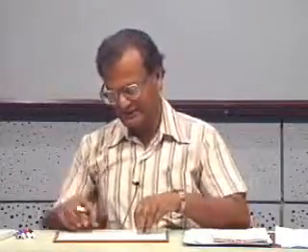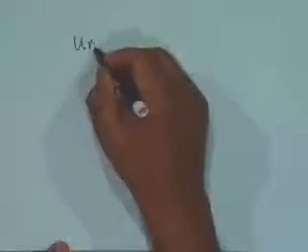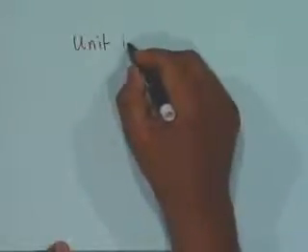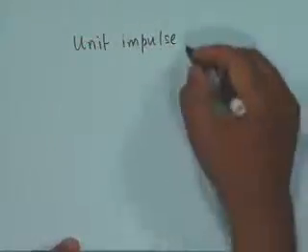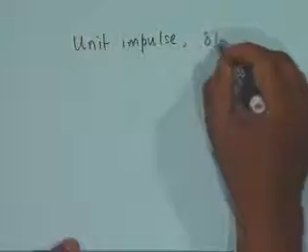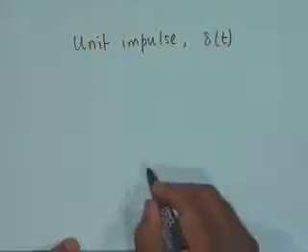The reason I mention this difference between engineers and mathematicians would be clear when you define the next elementary continuous time signal, which is called the unit impulse, and it is denoted by delta t.